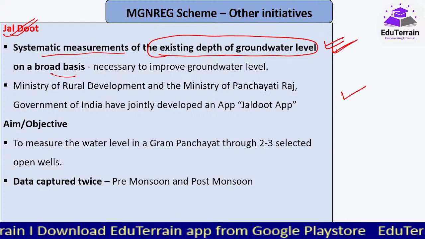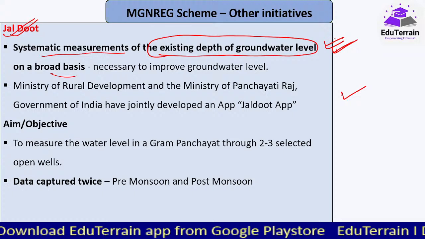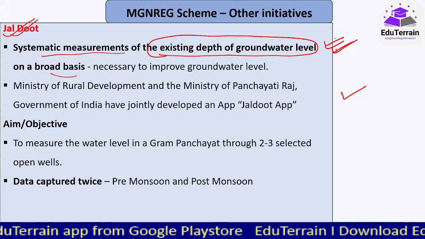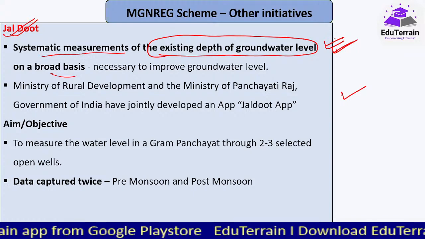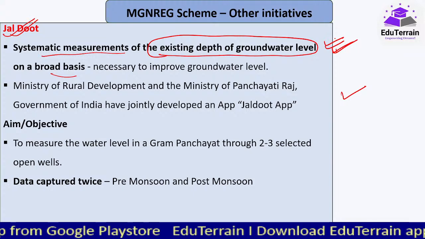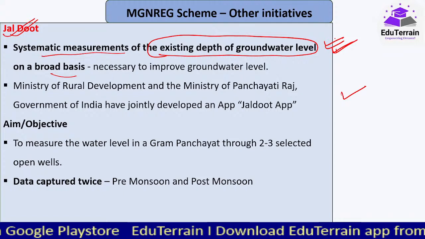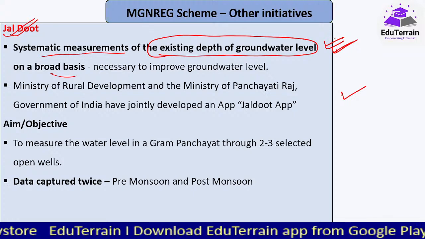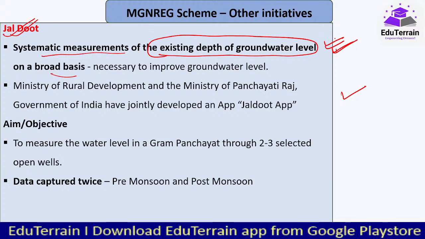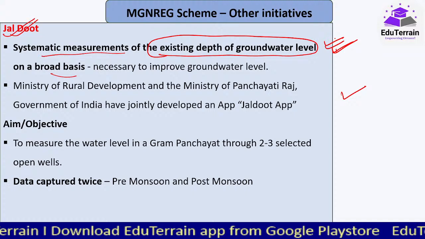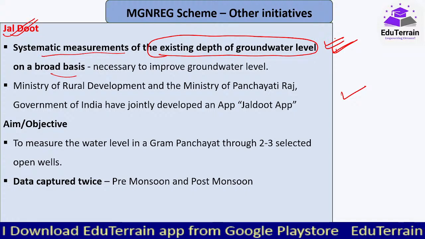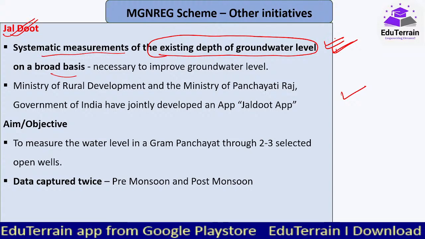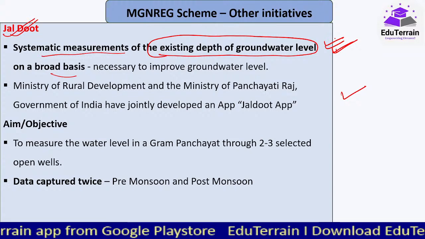So pre-monsoon they'll capture the data, they have the devices etc. With the help of the devices, the Gram Sabha, one of the persons under this MGNREG only, will be looking into this groundwater level capturing. So they will capture the data, they'll record it. Okay, that is provided to the respective departments, that is the Ministry of Rural Development and various other ministries who are looking into the groundwater level management and all that.